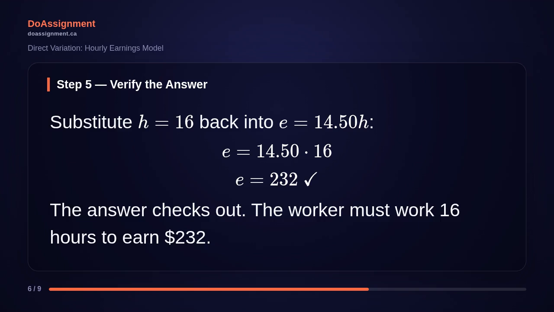To verify, substitute H equals 16 back into E equals 14.50 times H. 14.50 times 16 equals $232. The answer checks out. The worker must work 16 hours.